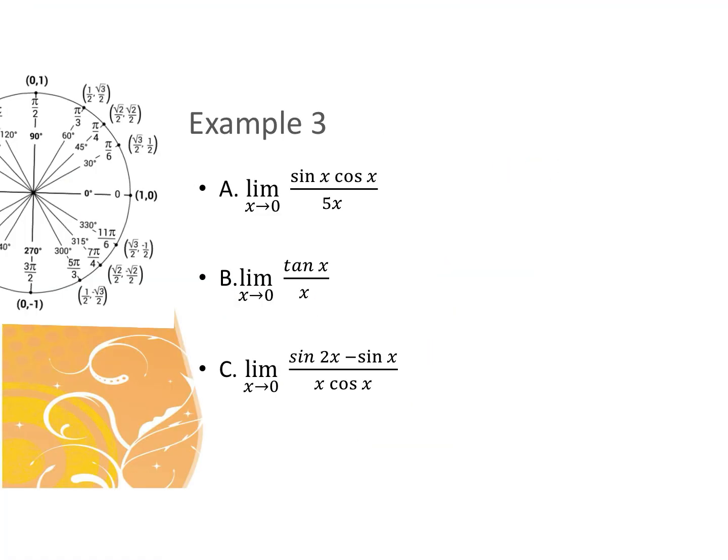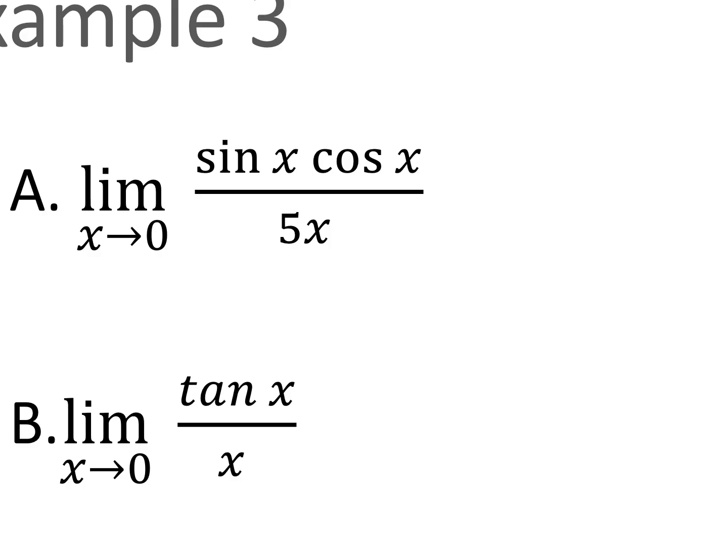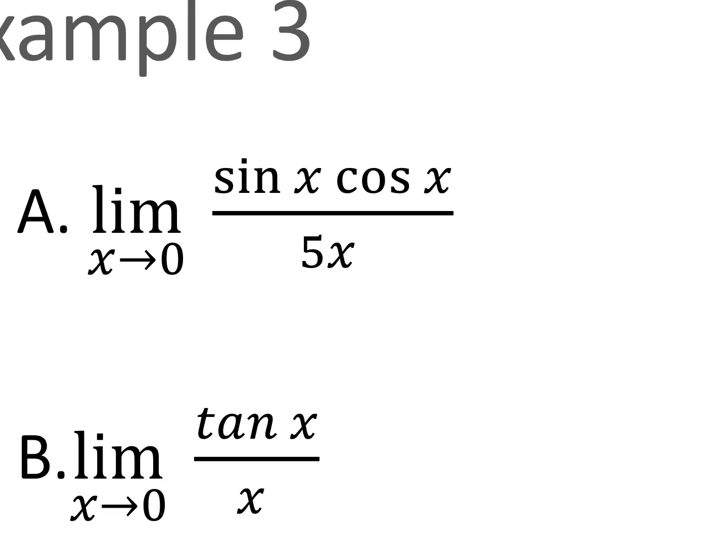So always the first thing we want to try to do is see if substitution will work. Because if substitution works, you're just going to look at your unit circle, find the values of your trig functions, and just plug it in. But looking at A, is substitution going to work? No, because it'll give us 0 in the denominator. So we've got to do some simplifying here first. I can split this one up into the sine of x over 5x times the cosine of x.